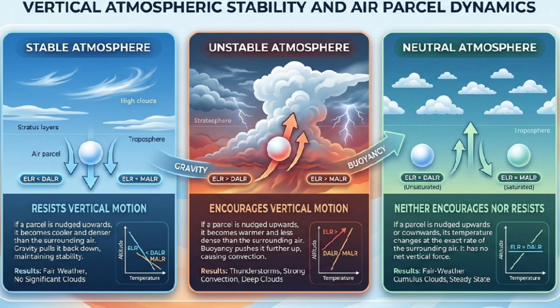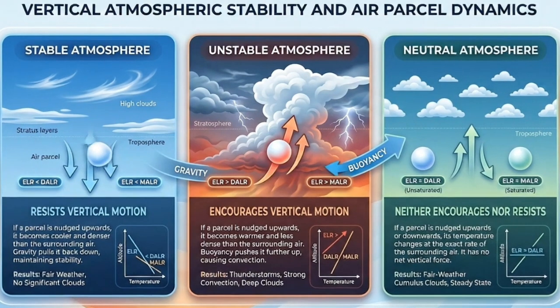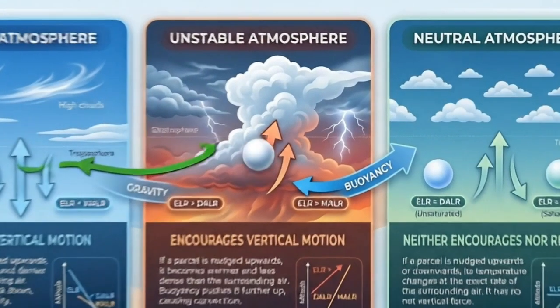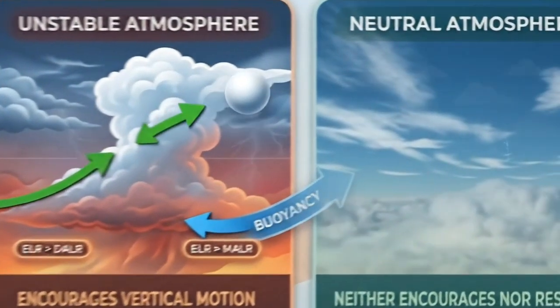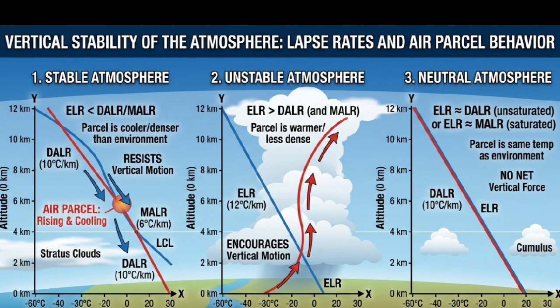There is also a situation known as conditional instability, which occurs when the environmental lapse rate lies between the moist and dry adiabatic lapse rates. In this case, unsaturated air parcels are stable, but once they become saturated and start condensing moisture, they become unstable and continue rising. Conditional instability is very common in the atmosphere and is responsible for many types of cloud formation and rainfall processes. For example, warm, moist air near the surface may initially be stable, but if it is lifted by mountains, fronts, or surface heating, it can become saturated and form towering clouds and precipitation.